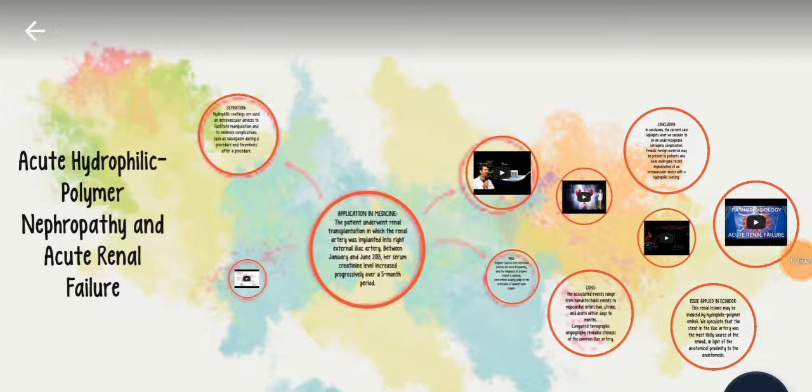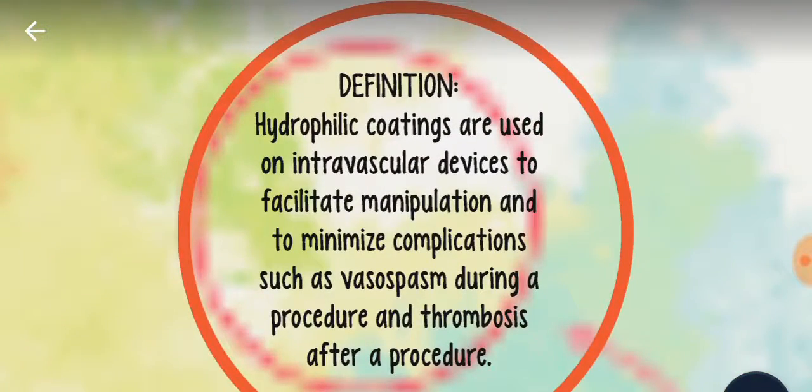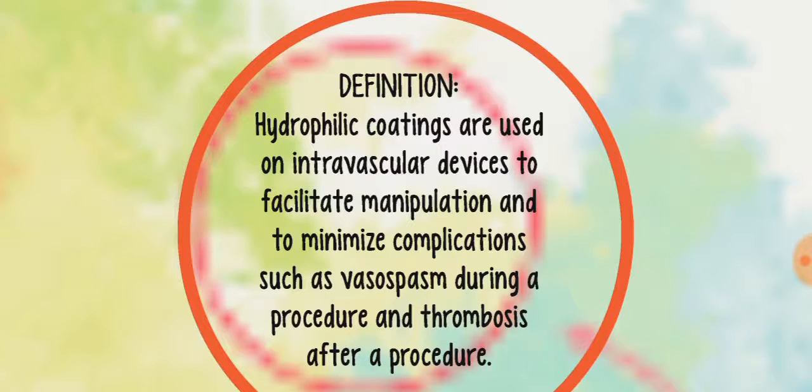Acute hydrophilic-polymer nephropathy, and acute renal failure. Definition: hydrophilic coatings are used on intravascular devices to facilitate manipulation and to minimize complications such as vasospasms during a procedure and thrombosis after a procedure.